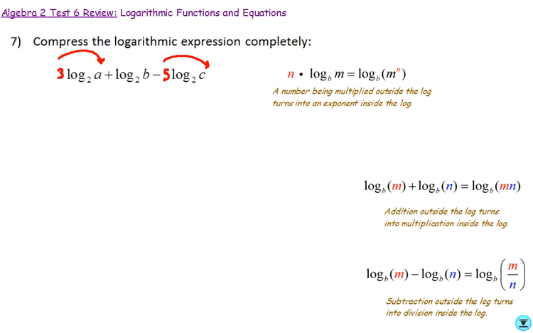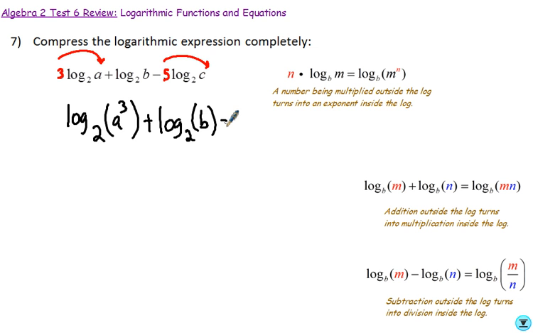And what we'll do is we'll do one thing at a time. We don't want to get ourselves overwhelmed here. So this would be a to the 3rd power, plus log base 2 of b. Nothing out in front there, so there's nothing we're going to do with him for that one. We'll get to him in a second here. And log base 2 of c to the 5th power.